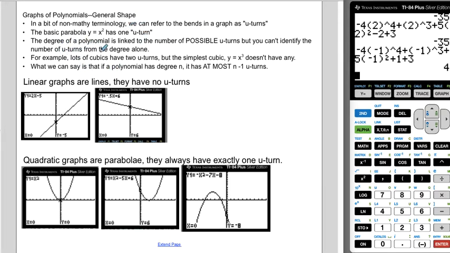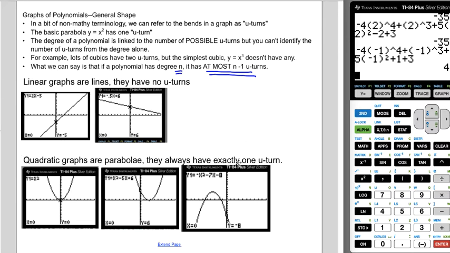The degree of a polynomial is linked to the number of possible U-turns, but you can't identify the number of U-turns just from looking at the degree, except in the case of something that's squared. For example, lots of cubics have 2 U-turns, but the simplest cubic, y equals x cubed, doesn't have any. So what we can say is that a polynomial of degree n has at most n minus 1 U-turns. A linear graph has no turns at all. It is just a line.